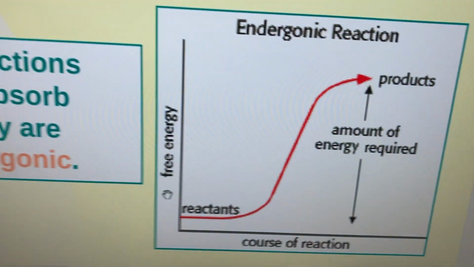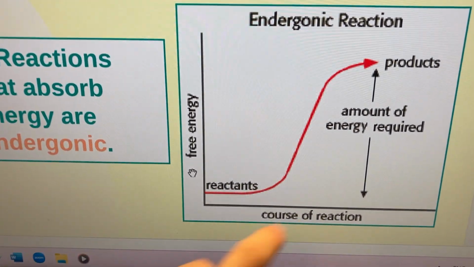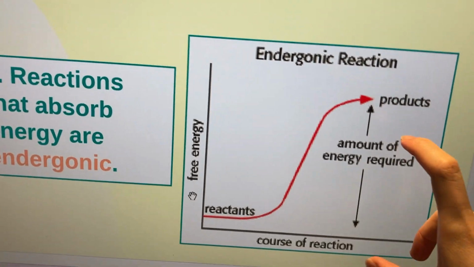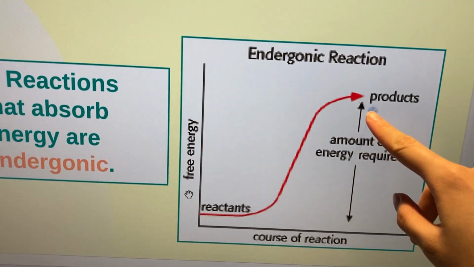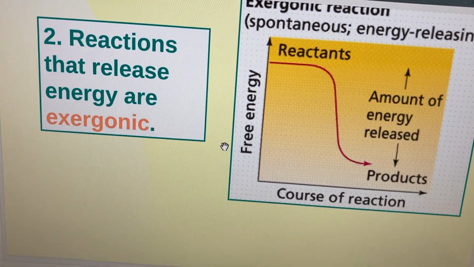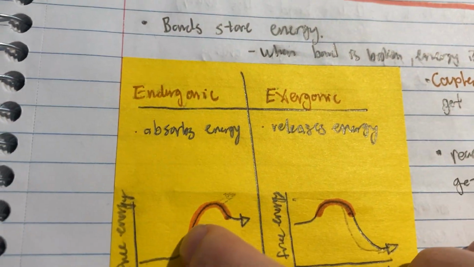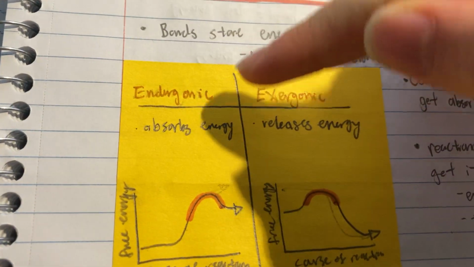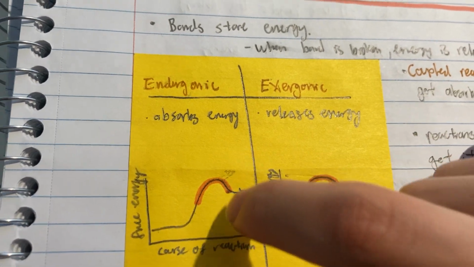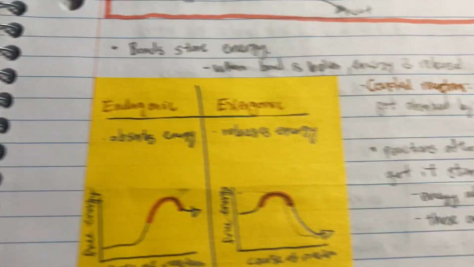And you can also see here, this is the amount of energy required, and you see how it goes up? Because you need a lot of energy, you have to absorb energy in order to create the product, versus this one, where you're releasing energy. And in most graphs, they have this little hump, where they go upwards before going back down. And that up part is called activation energy. It's basically what gets the reaction going.